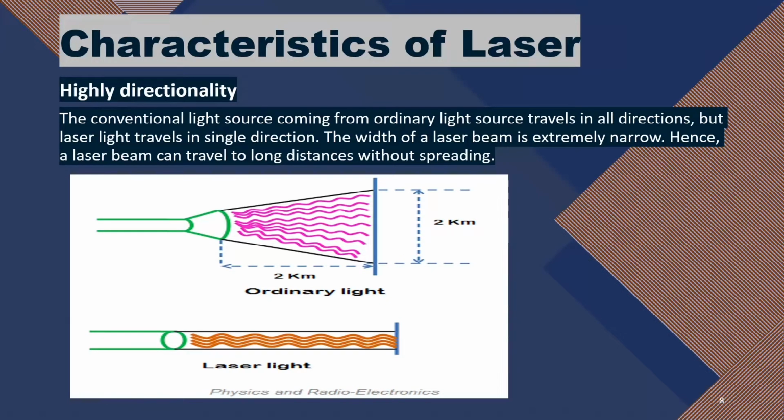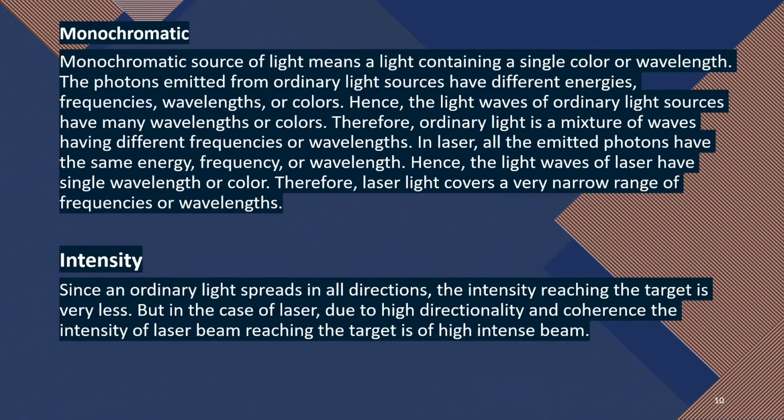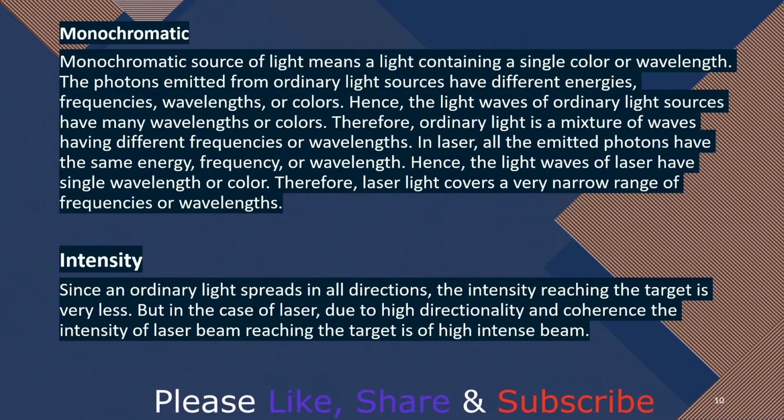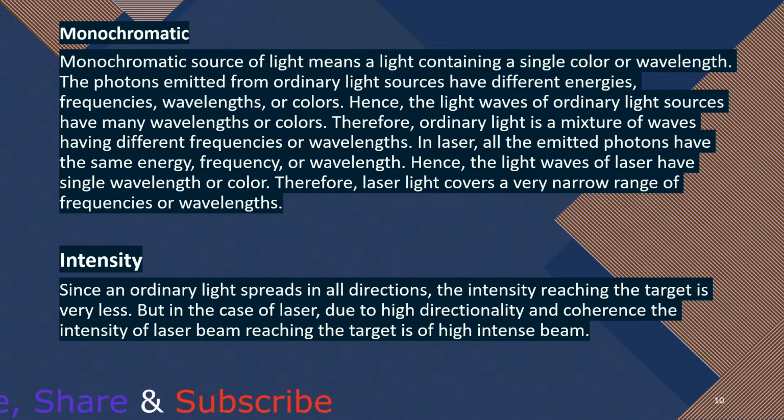Another characteristic is monochromaticity. Monochromaticity is a property of light containing only one wavelength or color. No source of light can emit perfectly monochromatic light, that is, light of a single wavelength or color. Comparing a laser beam with ordinary light, the laser beam has the characteristic of monochromaticity, whereas ordinary or normal light has a wide range of wavelength or frequency.